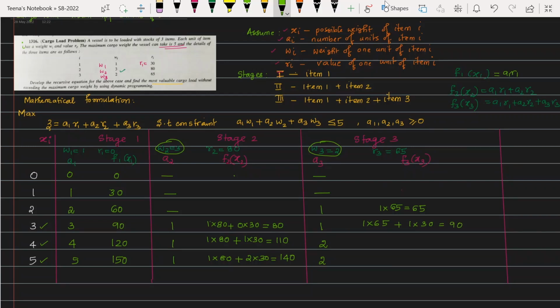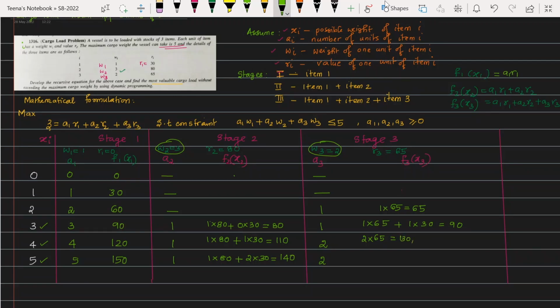Now coming to the next case, when xi equal to 4, we have 2 units of item 3. So 2 into 65, then 2 units of item 3 will give you a total weight of 4. It is only 4 units of total weight. So 2 into 65 is a possibility. So 2 into 65 gives 130.